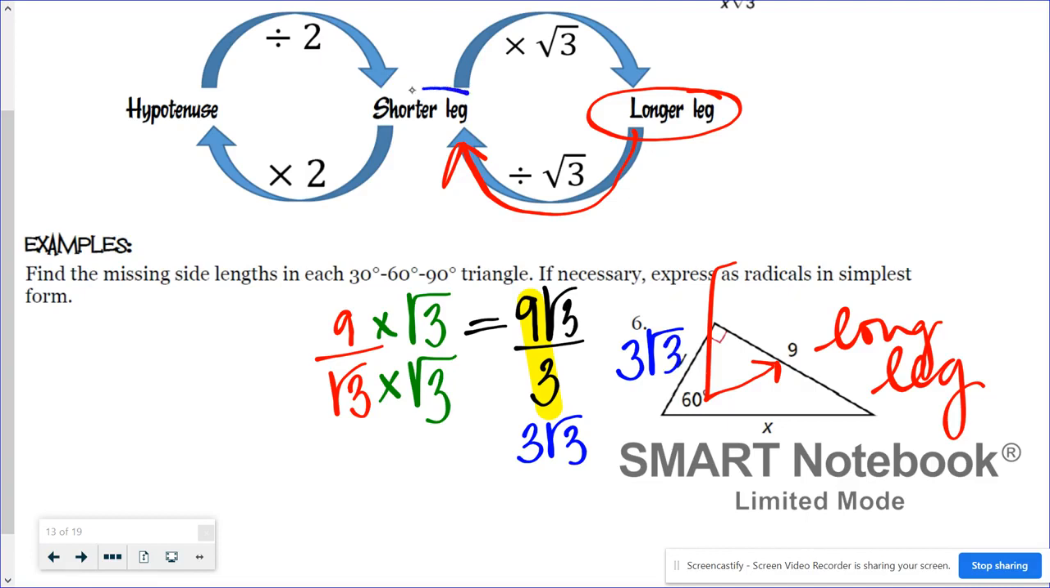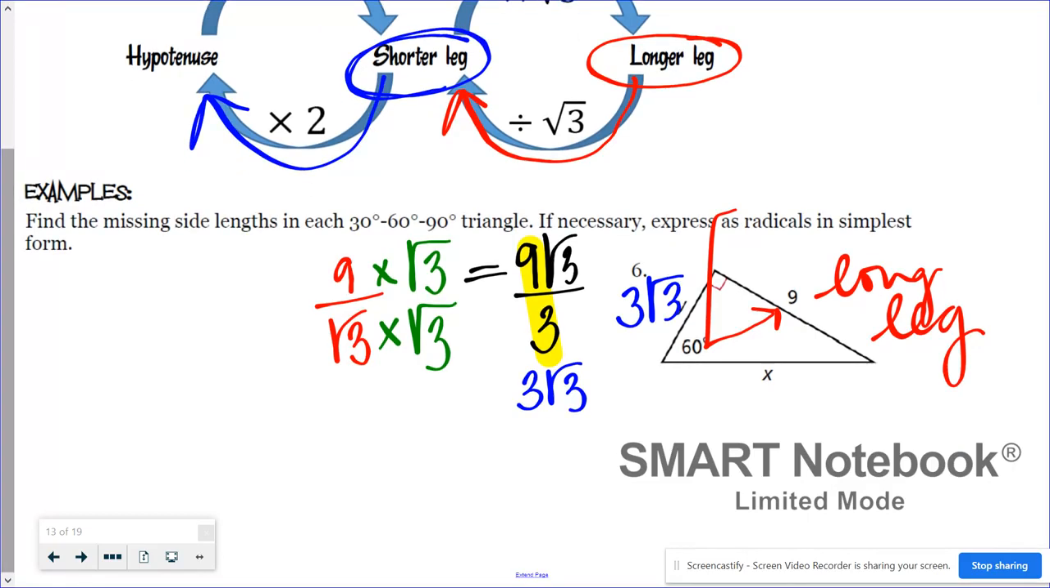Once I know the shorter leg, it's really easy to find the hypotenuse. I simply have to multiply by 2. So I'm going to take 3 root 3 times 2. We can multiply the outsiders together: 3 times 2 is 6, and then 3 stays on the inside. So the hypotenuse is 6 root 3.